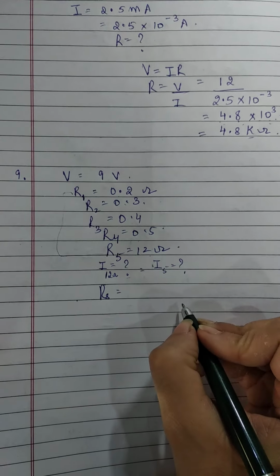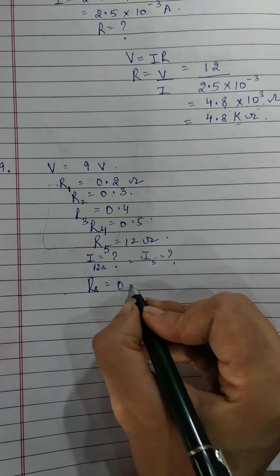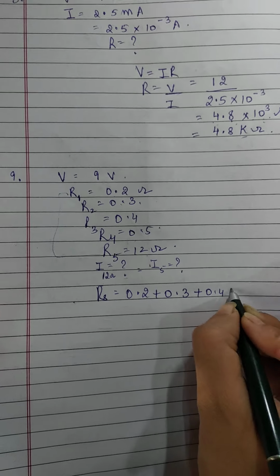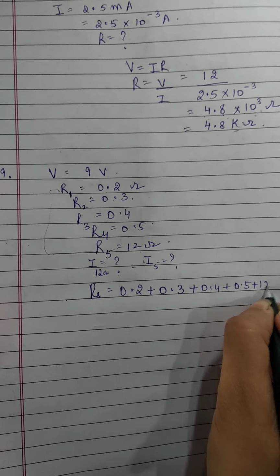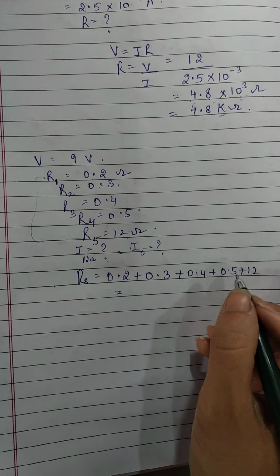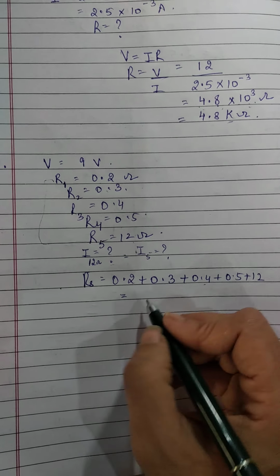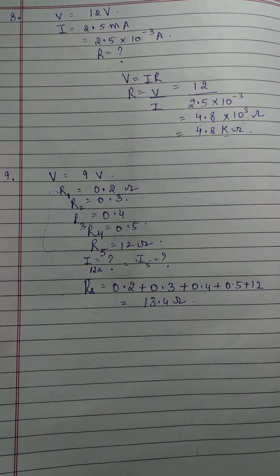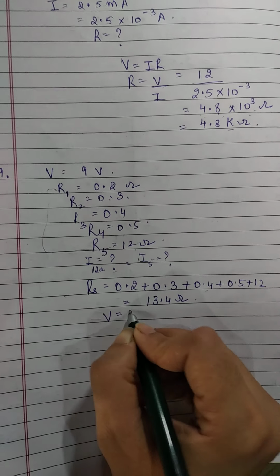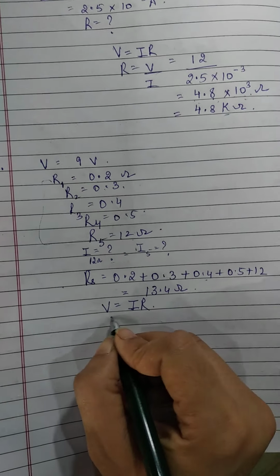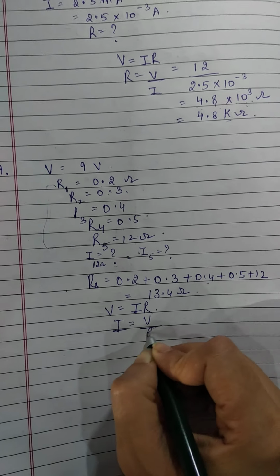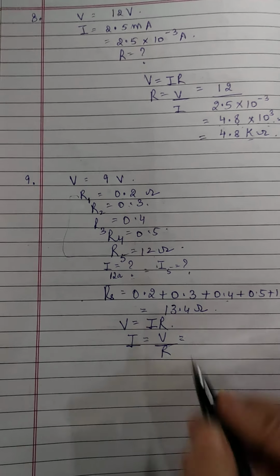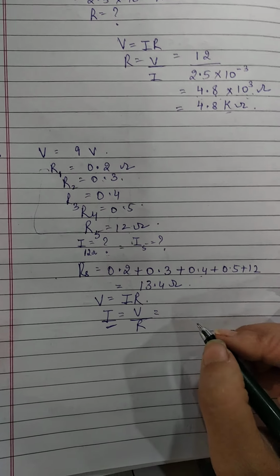So calculating first of all equivalent resistance. The addition of all the 5 values. So that comes out to be 13.4 ohm. Right? Now according to Ohm's law, V is equal to IR. Since I have to calculate I, it will be V upon R. I is constant for series. So it will be constant. It will be the same through the 12 ohm resistance as well.